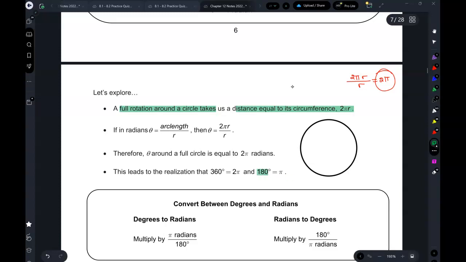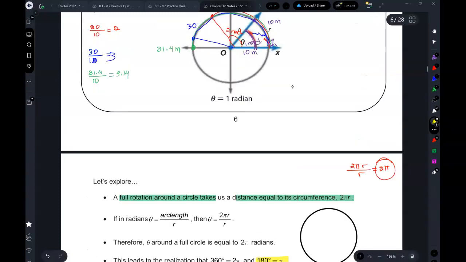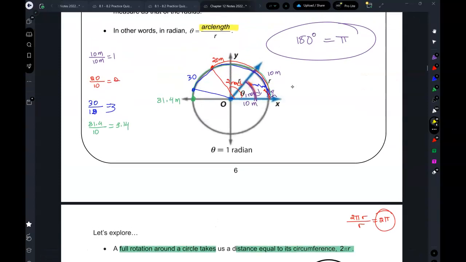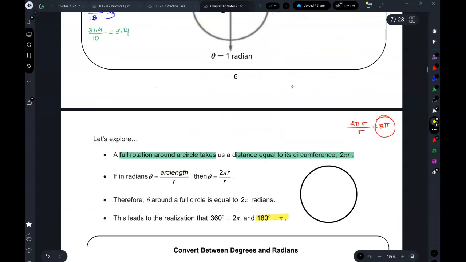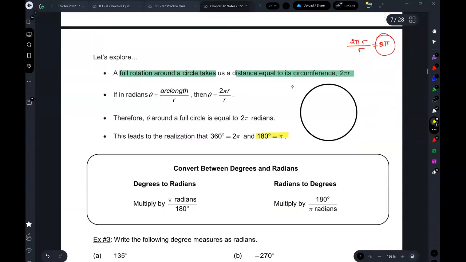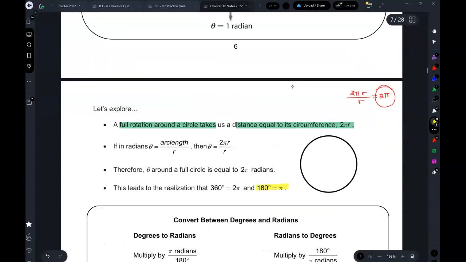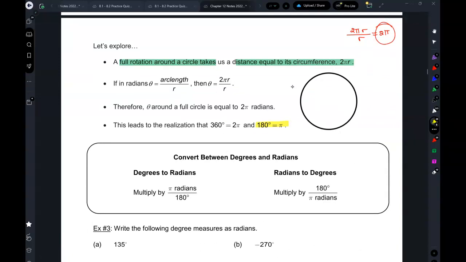And this is one of the reasons why I love teaching trigonometry, because of this moment when students are like, oh my God, that is the coolest thing ever, right? 180 and pi. Okay, and so I always like to go through this circular track example. Okay, good. So now let's do this then.